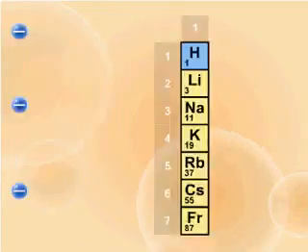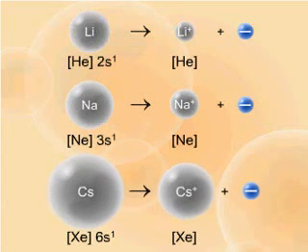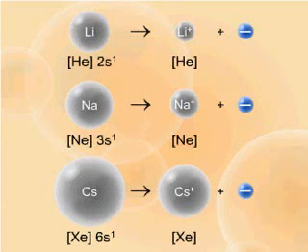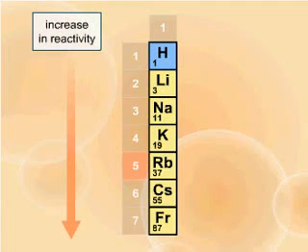The larger the atom, the greater the distance between the nucleus and the valence electron, and the easier it becomes to remove the electron. The electrostatic attractive forces between the nucleus and electrons decrease with increasing distance between them. That is why the higher the number of the valence shell, the more reactive a given alkali metal is.